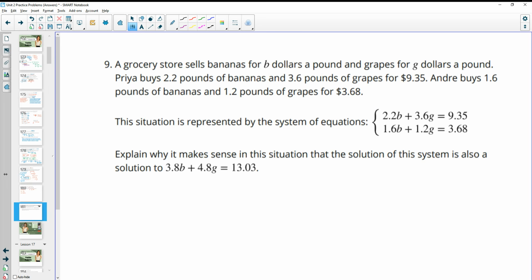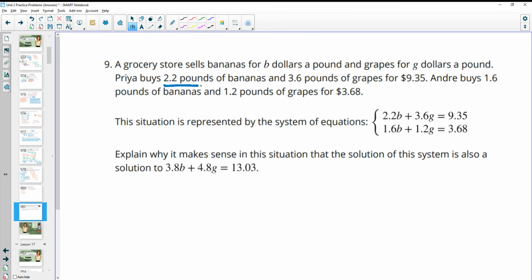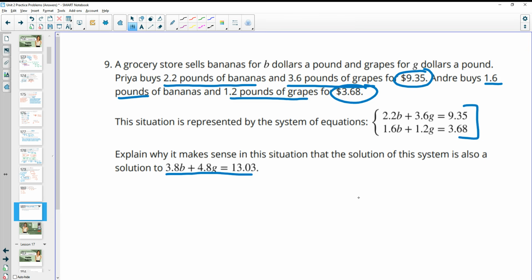Number 9, a grocery store sells bananas and grapes by the pound. Priya buys 2.2 pounds of bananas and 3.6 pounds of grapes, and it totals $9.35. Andre gets 1.6 pounds of bananas and 1.2 pounds of grapes for $3.68. Here's the system that represents that situation. Explain why it makes sense that the solution of this system is also the same as the solution to this equation.